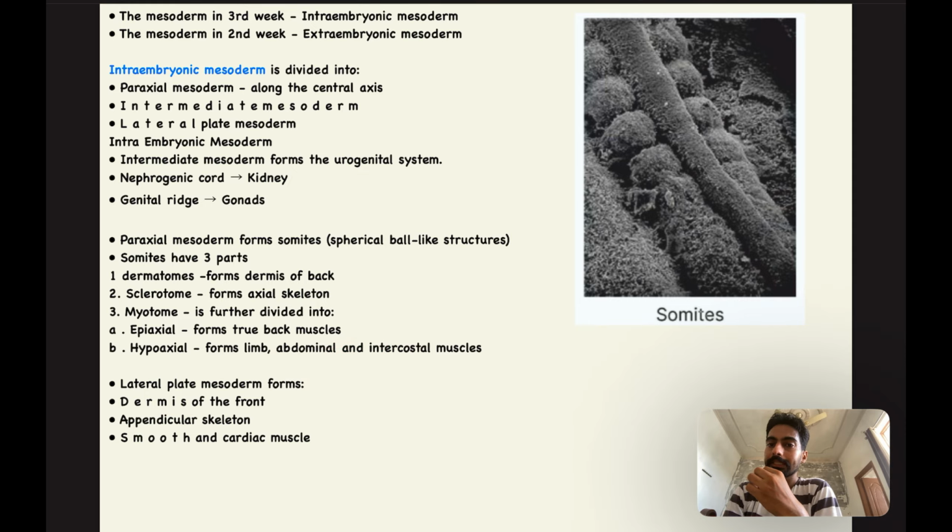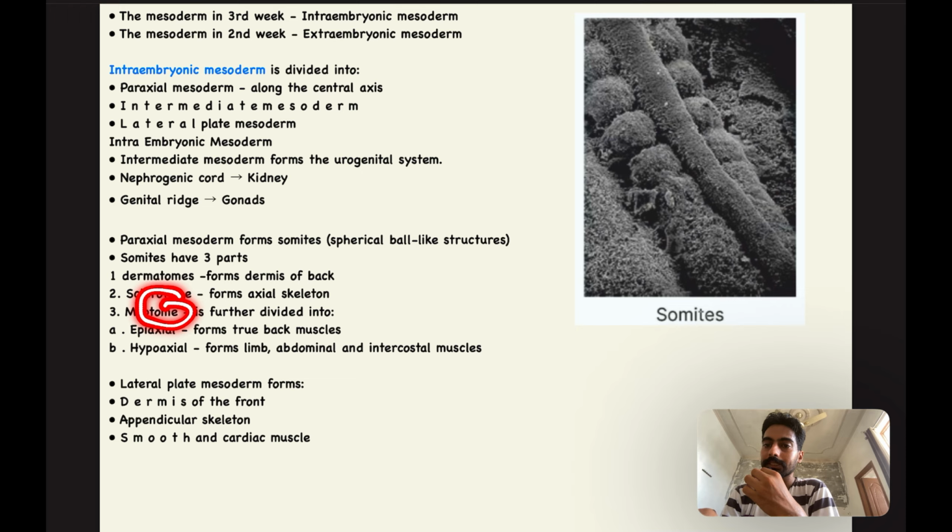Opposite to that, our lateral plate mesoderm forms the dermis of the front. In paraxial mesoderm, dermatomes form the dermis of the back. In the lateral plate, the dermis of the front is formed. In paraxial mesoderm we form the axial skeleton, but the lateral plate mesoderm forms the appendicular skeleton.